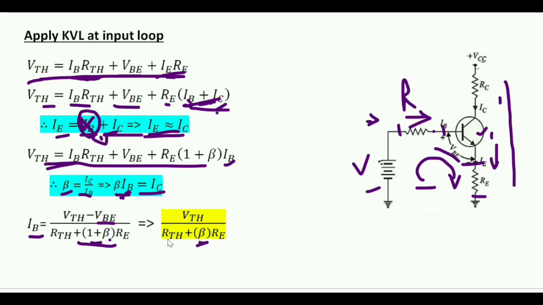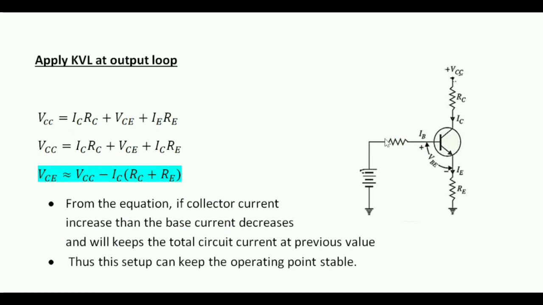Then the base current equation will be IB is equal to VTH by (RTH plus beta into RE). That is the equation for IB, base current. Keep this equation aside. Apart from this, we have to calculate the output KVL. Let us move to the output, and now we have to analyze the output KVL.